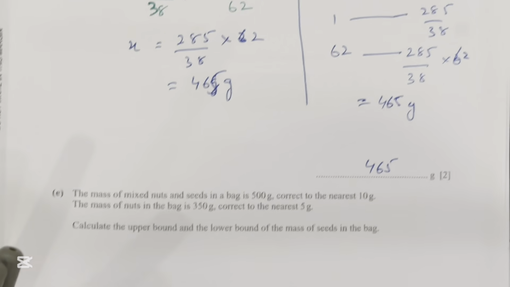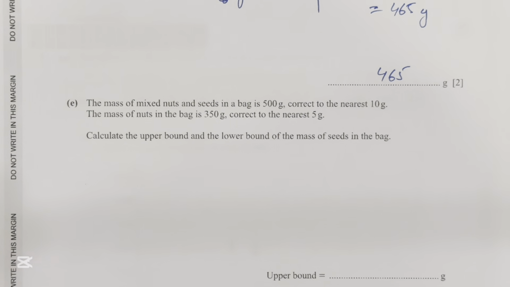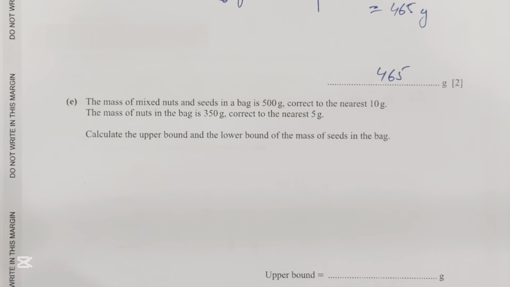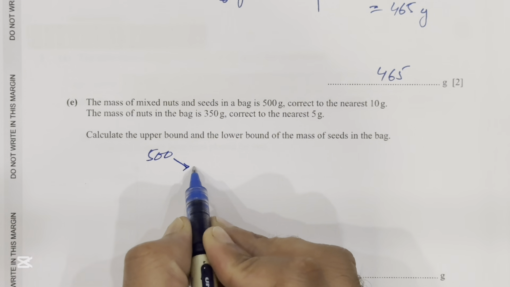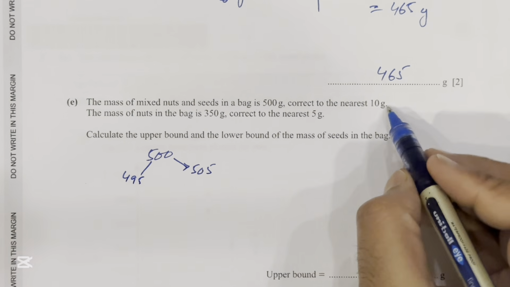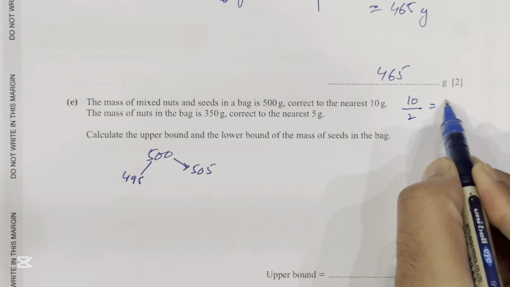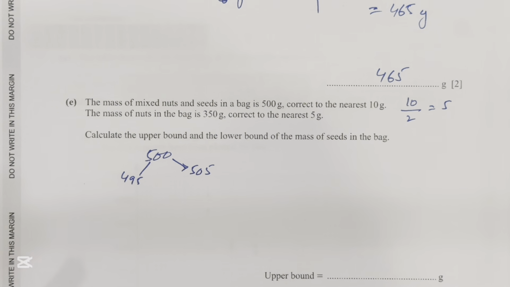Part E is from the topic of limits of accuracy. The mass of the mixed nuts and seeds in a bag is 500, correct to the nearest 10. So it means its upper bound would be 505 and lower bound would be 495. How did we do it? 10 divided by 2 is equal to 5. Then if we add 5 to 500, it would be the upper bound, and if we subtract 5 from 500, 495, it will be the lower bound.